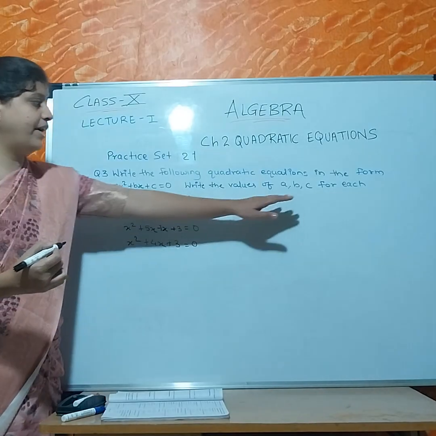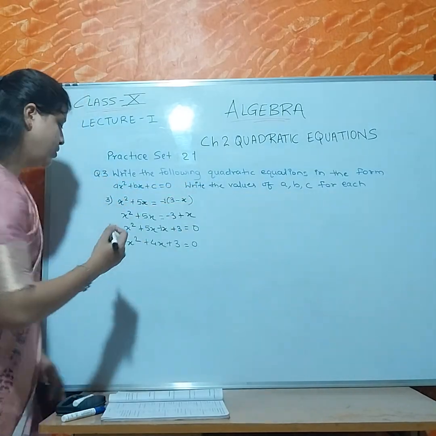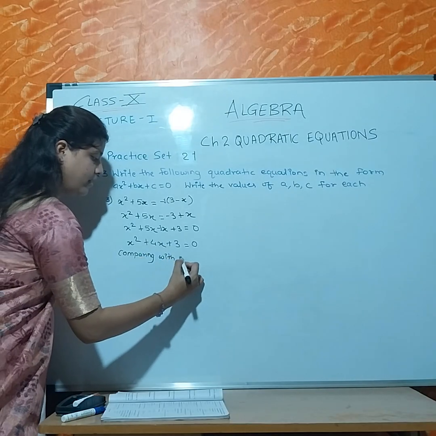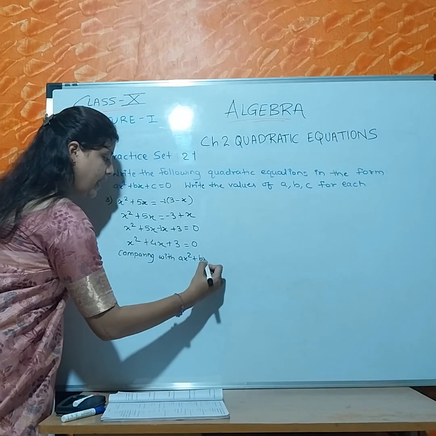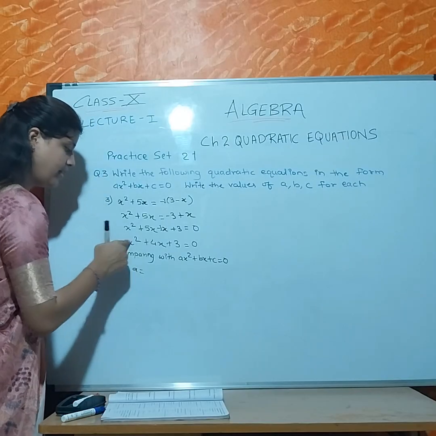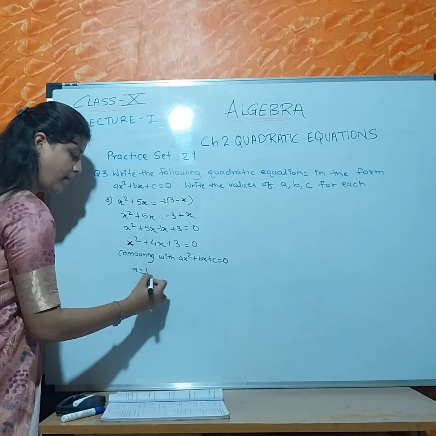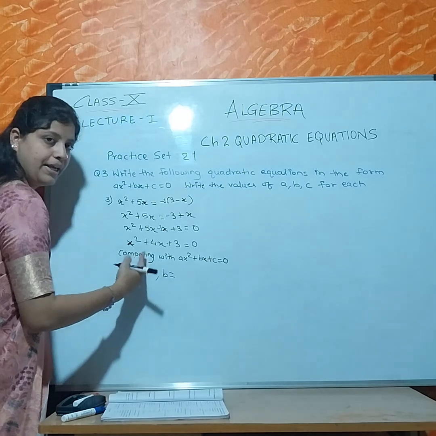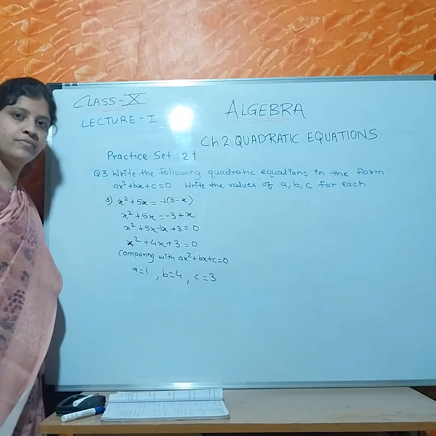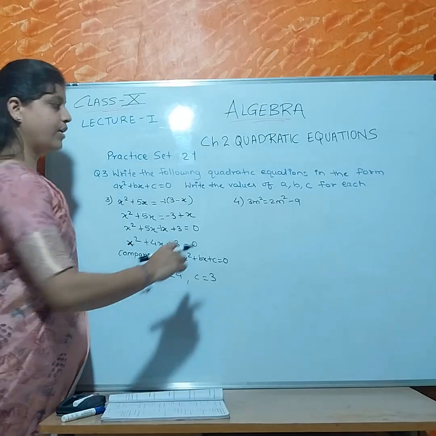Now we have to also find the values of a, b and c. So comparing with ax square plus bx plus c is equal to 0. So what is the value of a here? 1. And what is the value of b? 4. And the value of c is 3. Understood? Okay, next. What is the question?